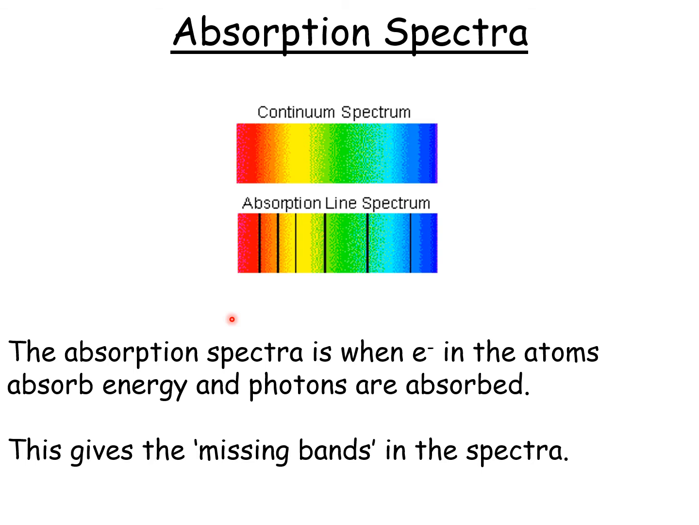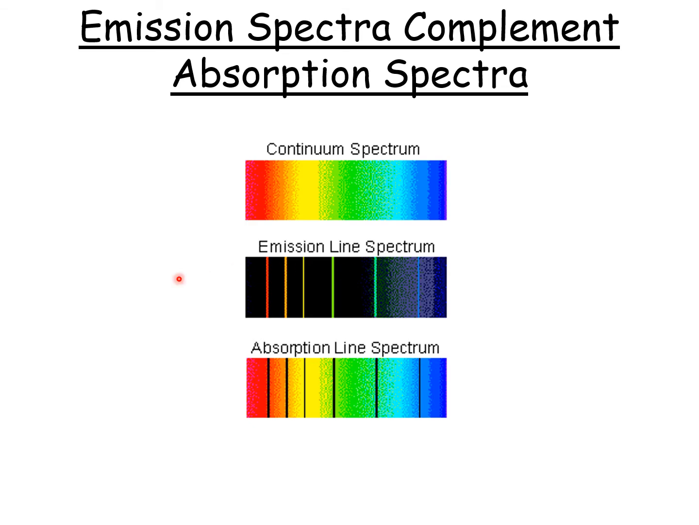The opposite of an emission spectrum is an absorption spectrum. So this is where the electrons in the atoms absorb energy and photons are absorbed. And again, the photons are of a specific wavelength and frequency. So that's why you get these specific bands to appear. Okay, if we put them all together, you'll notice that the emission and absorption spectra can complement each other, which means that if we were to add these two together, we get a continuous spectrum again.